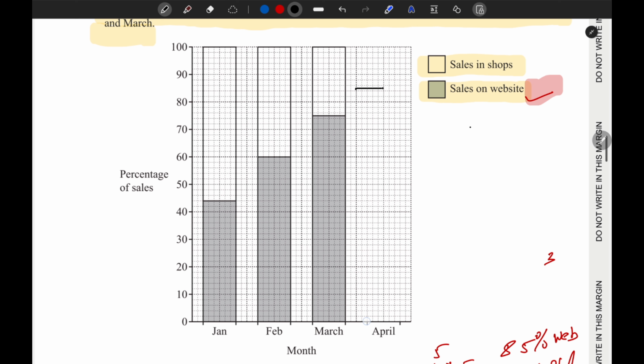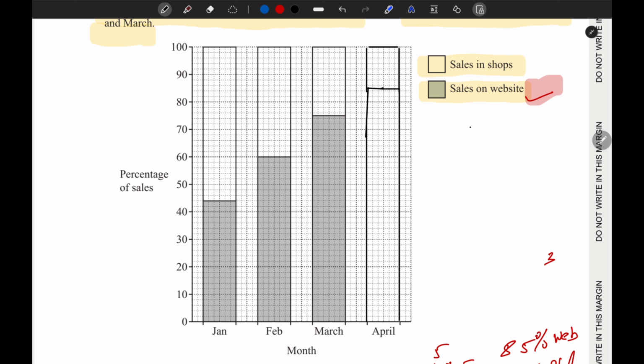And okay, let's draw from here. So this is for April, this is actually 85. We have got the point, and from here, this will be a straight line. We can join this over here, until this is the other one, which is for the shops. So we have to leave it like this.